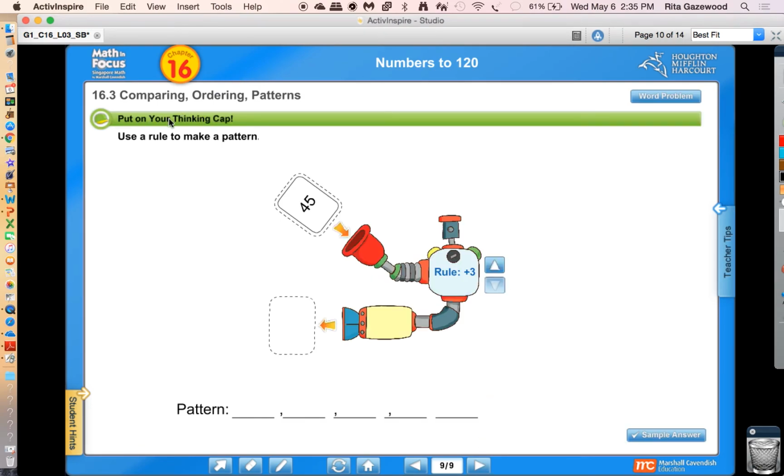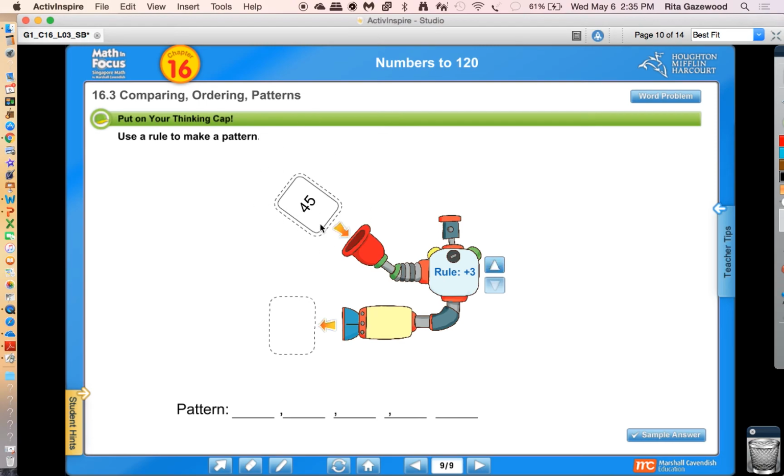Now we're going to put on our thinking cap and solve a problem. You ready for the problem? Make a pattern of 5 numbers. That's kind of a hard thing to understand what they mean.